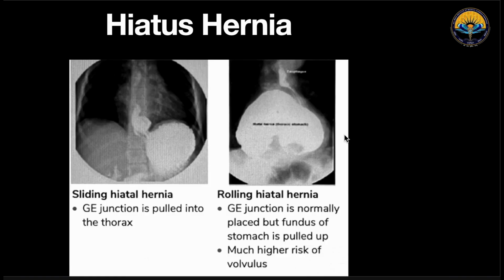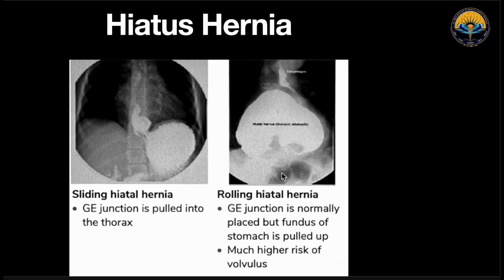Coming to the next, hiatus hernia. So hiatus hernia can be of two types. It can be sliding type or it can be rolling type. In sliding type, the gastroesophageal junction gets pulled up from the diaphragmatic junction and can go upwards, and this is called a sliding hernia.